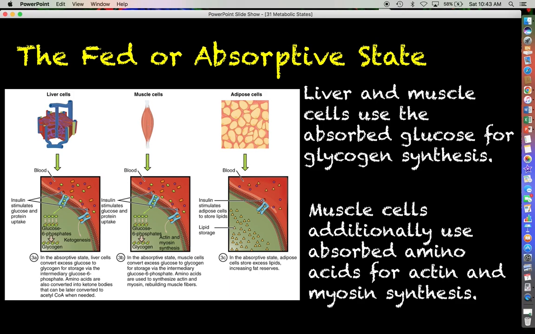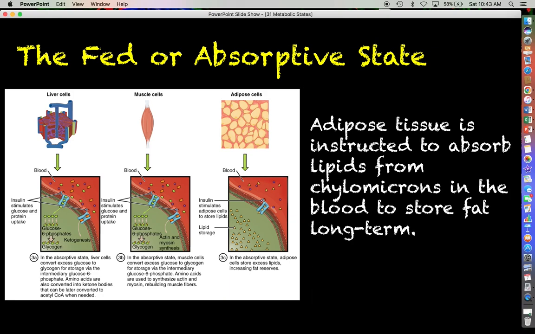Muscle cells, in addition to focusing on absorbing glucose, will also absorb amino acids to allow them to synthesize new proteins that are necessary for continued muscle contraction, such as actin and myosin. And eventually, when we get to chapter 10 on muscle physiology, we will learn all about what these proteins actin and myosin do as far as muscle contraction goes. So look forward to hearing about that.